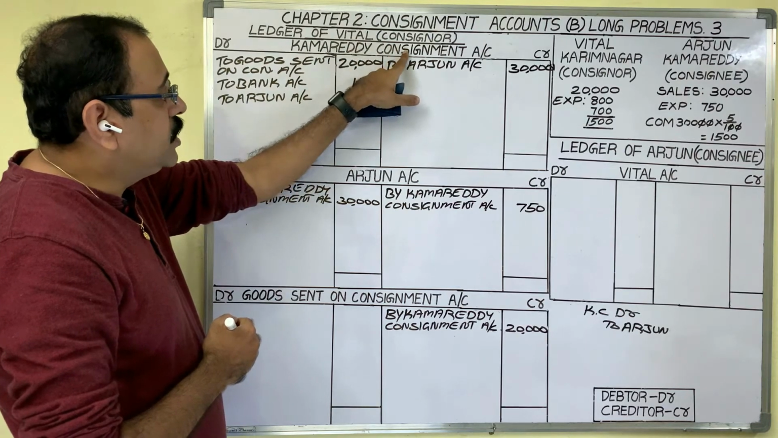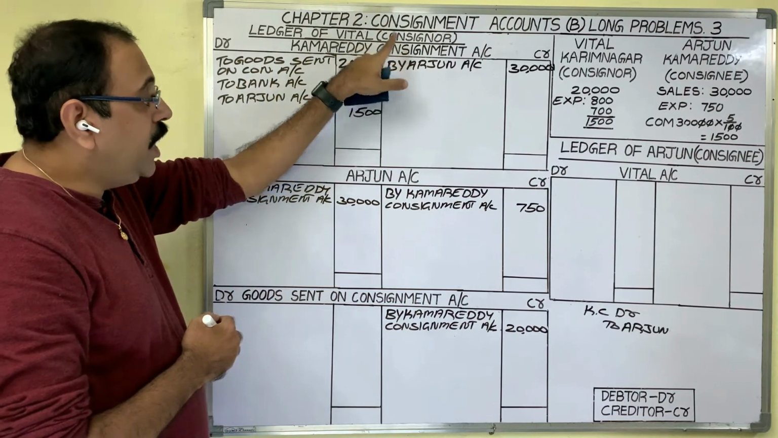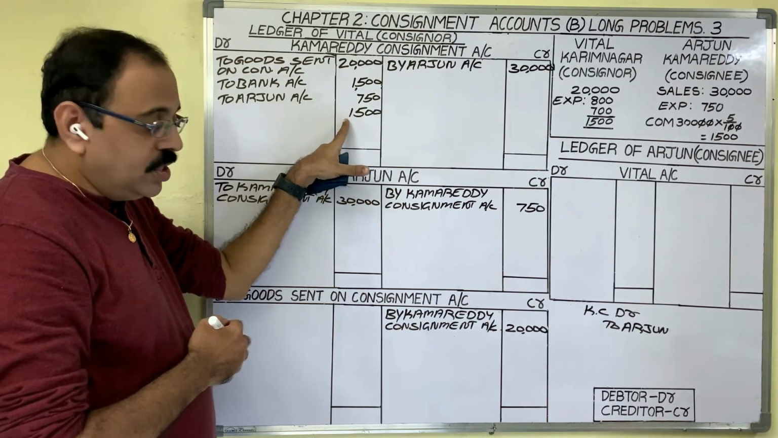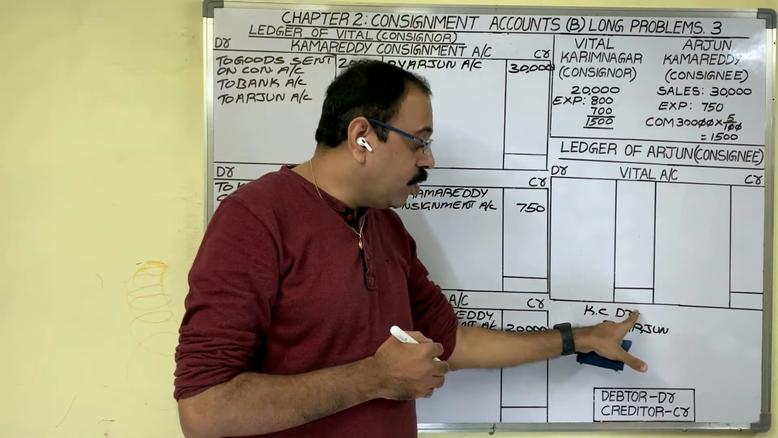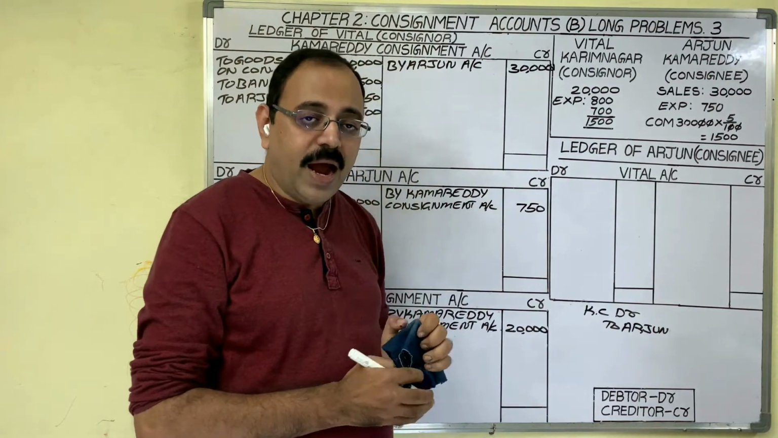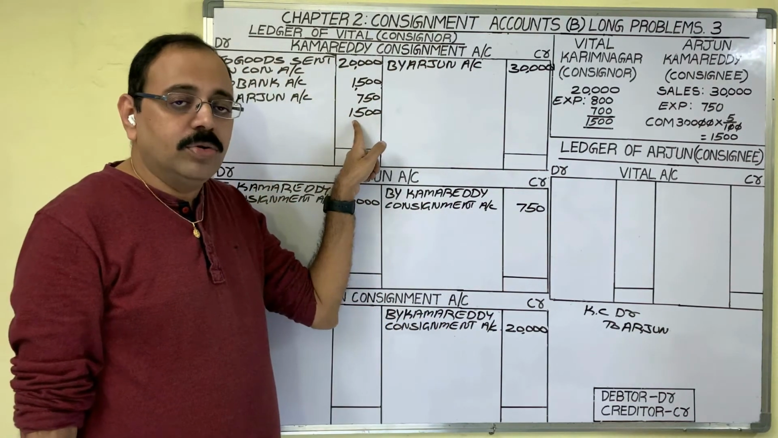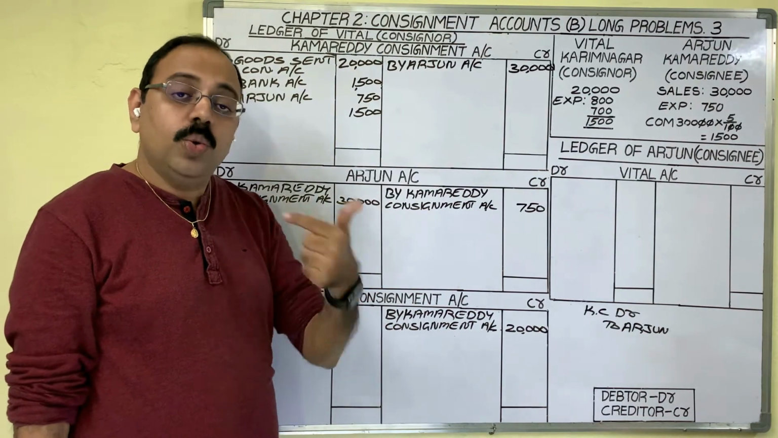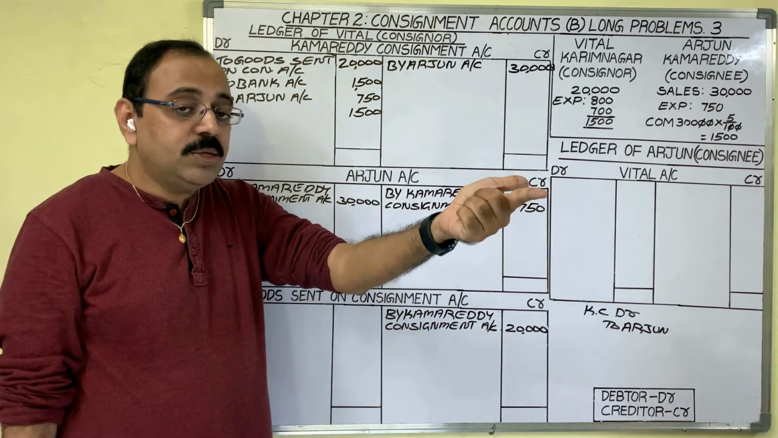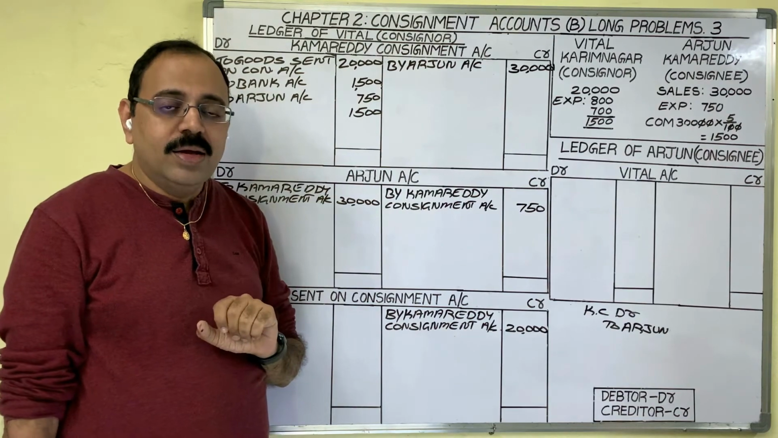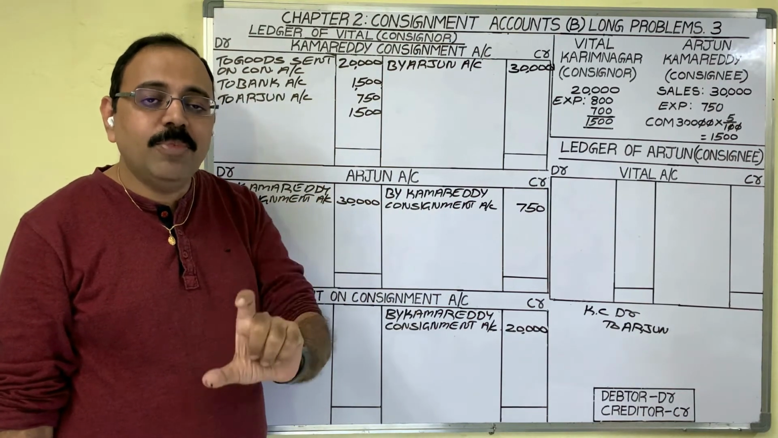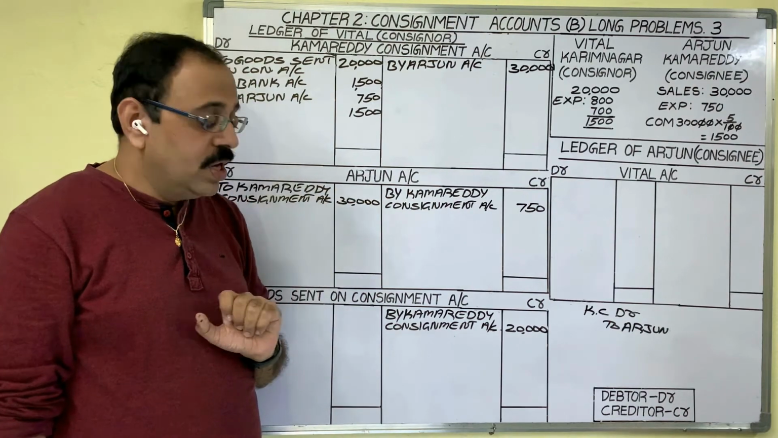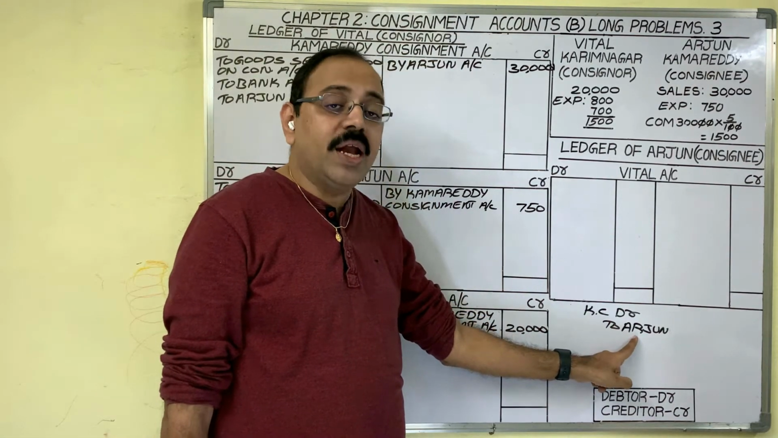Kamareddy consignment account is to be debited because on debit side we posted. So Kamareddy consignment account debtor 2. And this commission amount we should pay to consignee. To us, consignee is becoming a creditor. Creditor means liability. Liability shows a credit balance. So for commission also, consignee's name is to be credited.